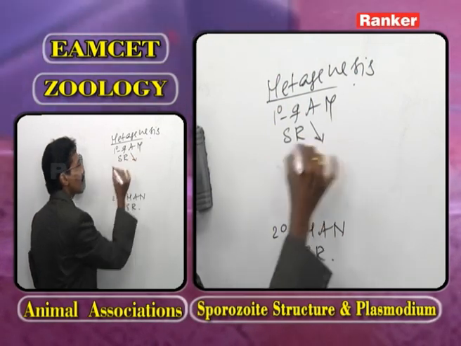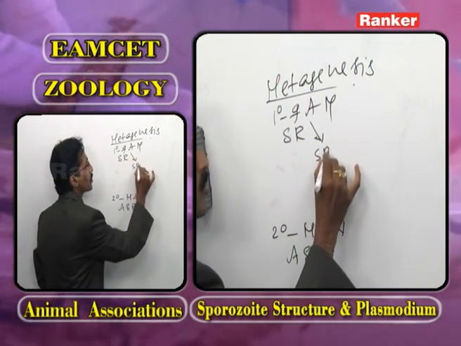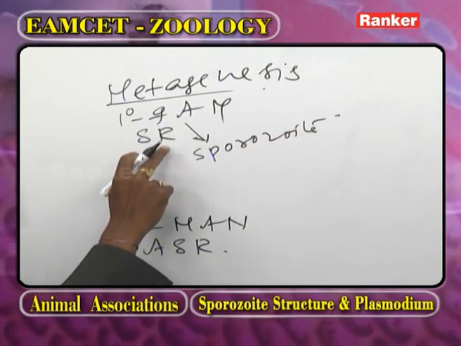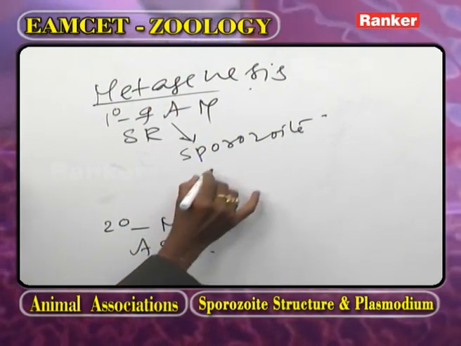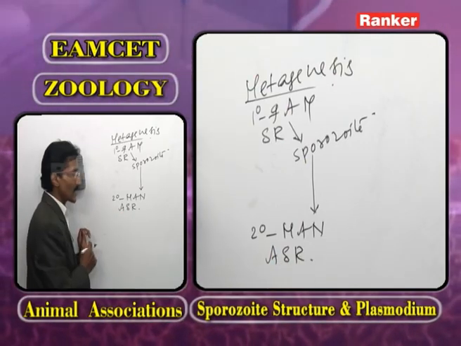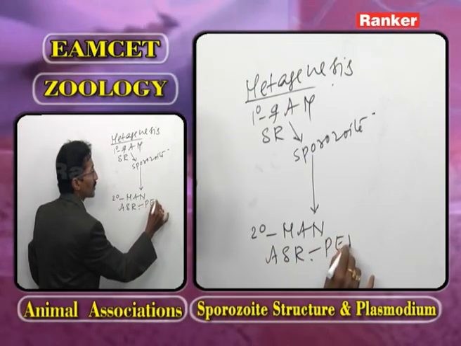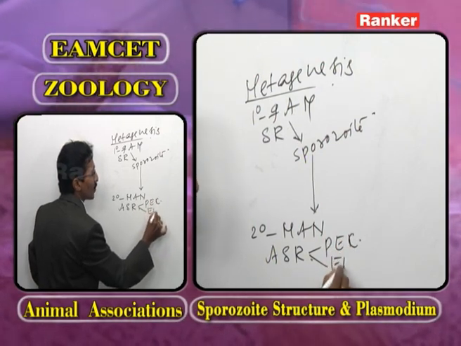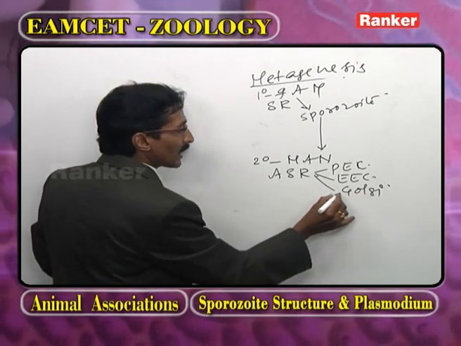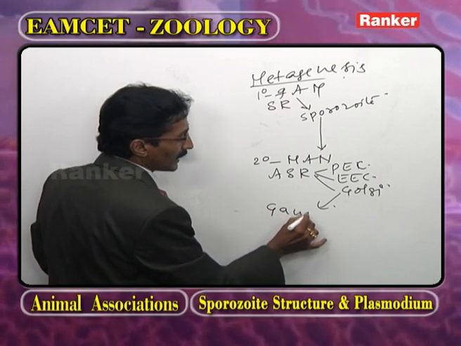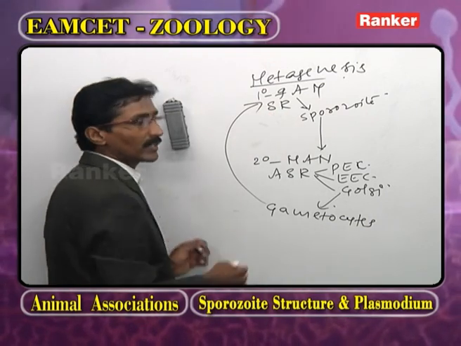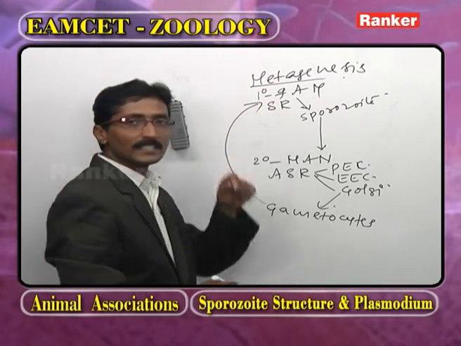After completing the sexual cycle, we get the sporozoite. Now the sporozoite enters into the human body and completes the asexual cycle, that is the pre-erythrocytic cycle, exoerythrocytic cycle, and Golgi cycle. After completing the Golgi cycle, finally we get the gametocytes. Now the gametocytes enter into the body of the female Anopheles mosquito and complete the sexual cycle.